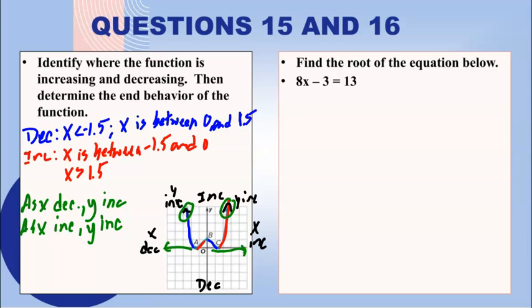Question 16, find the root of the equation below. Root, remember, means the x-intercept, which means the solution to the problem. So I'm going to solve for x by adding 3 to both sides, and I get 8x equaling 16. Divide by 8, and the solution, the root, the x-intercept would be 2.